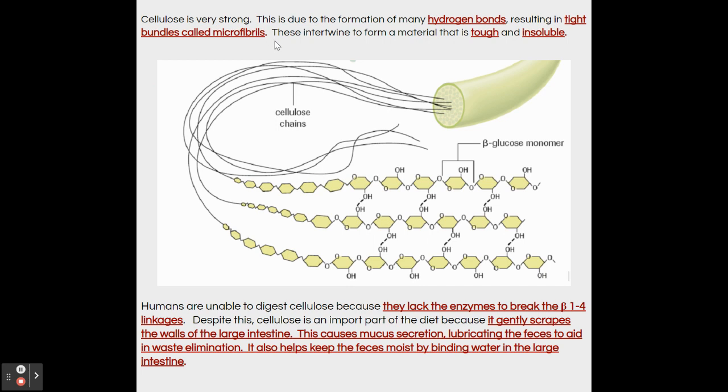So cellulose is very, very strong. This is due to the formation of hydrogen bonds resulting in tight bundles called microfibrils. These intertwine to form material that is tough and insoluble. Humans are unable to digest cellulose. They lack the enzymes to break the beta 1,4 linkages. So that's the reason why we can't digest cellulose. Not only that, but you can see the hydrogen bonds forming in between each chain, and they intertwine as they go into a single plant cell.